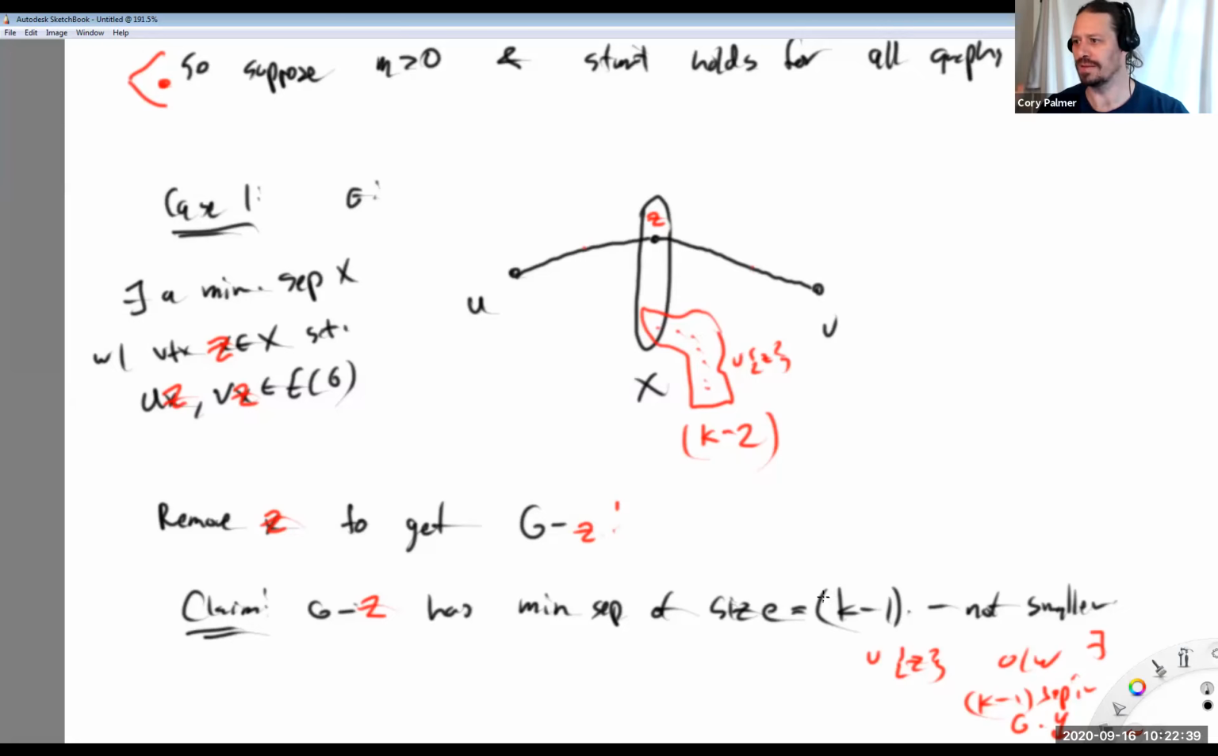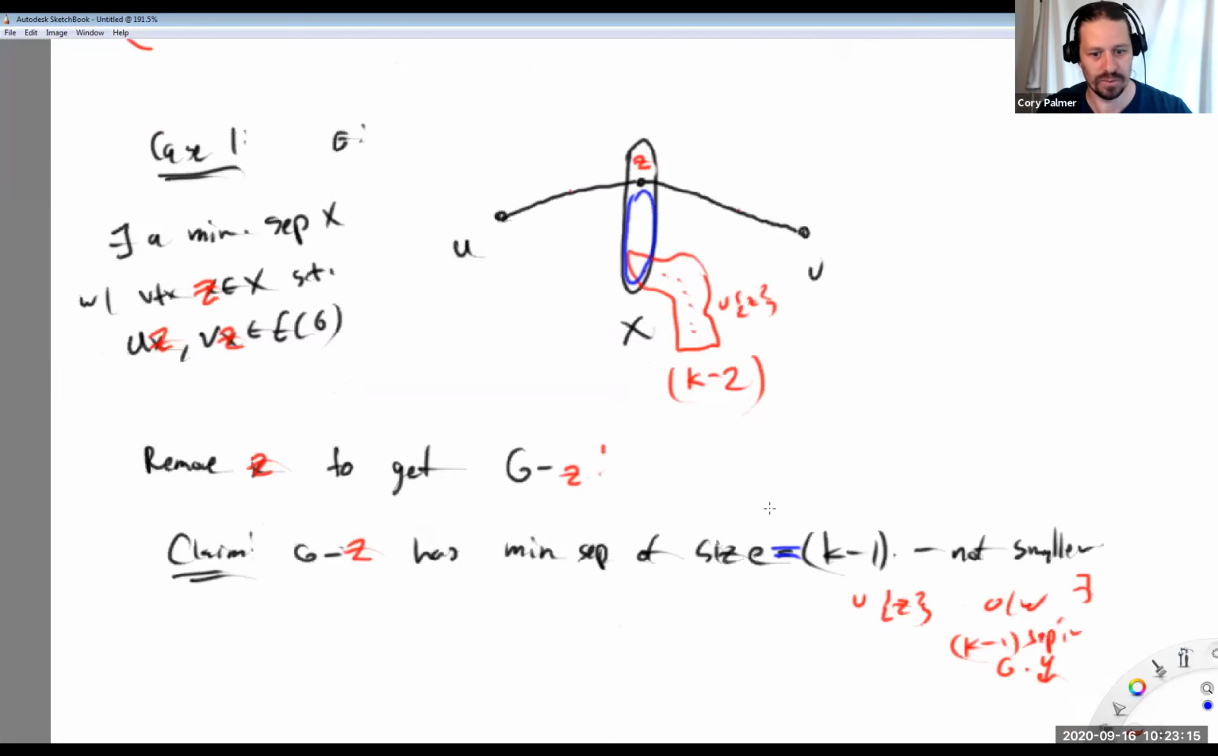Oh, that's easy. Because G minus Z definitely has a separator of size K minus 1, right? I mean, there's one looking right at me. This set here, X minus Z, is a K minus 1 separator in G minus Z, because I know that set plus Z separates the original G. So in G minus Z, I only need to remove those to separate the two. So there's one of size exactly K minus 1, and I can't have a smaller one. If I had a smaller one, then G would have a separator smaller than K, and it doesn't. So G minus Z has a separator of that exact size.